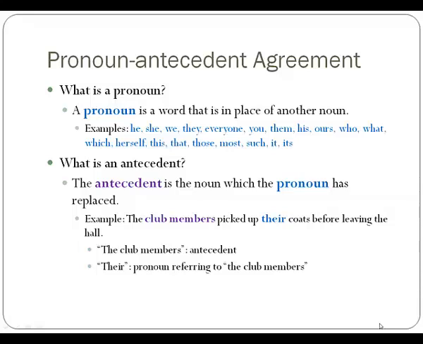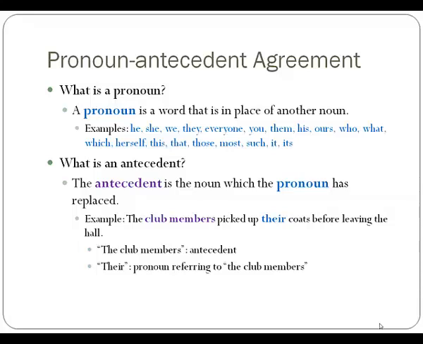What is a pronoun? I'm sure you've wondered about this many times, so I'll explain it to you. A pronoun is a word that is in place of another noun. Examples: he, she, we, they, everyone, you, them, his, ours, who, what, which, herself, this, that, those, most, such, it, its.